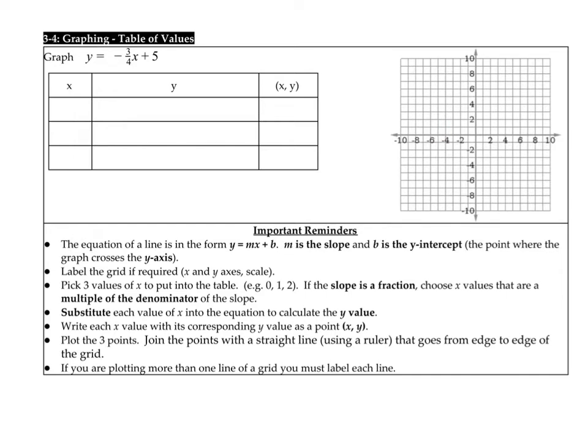There are different ways to graph these equations, and today we're going to go over the method of using a table of values. So the first thing is you want to identify the rate of change, which when it's not in a word problem, we just refer to as the slope. So here, the slope is -3/4.